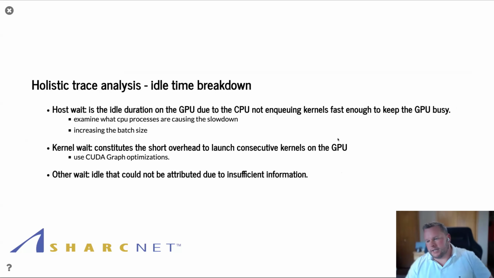So the next feature we'll look at is idle time breakdown. There are 3 categories that are generated by this feature. There's host wait, which is the idle duration of the GPU that can be attributed to waiting for the CPU, whether that's in queuing kernels or memory copying and that sort of thing. If you're seeing lots of host wait time, you want to examine what CPU processes are causing the slowdown and increase the batch size.